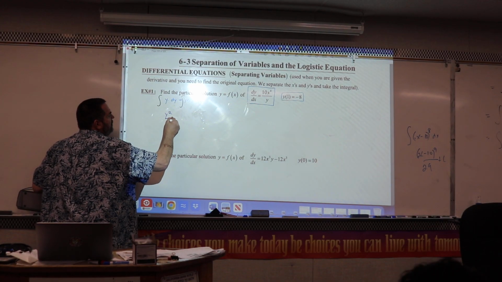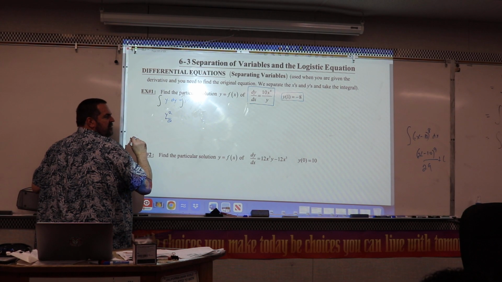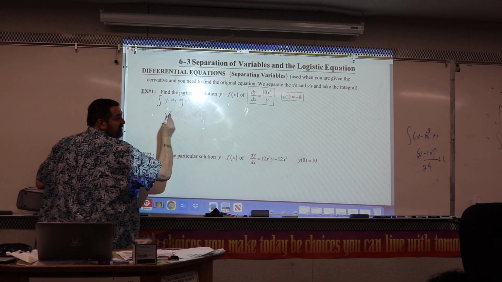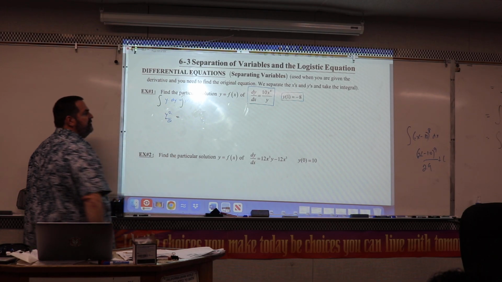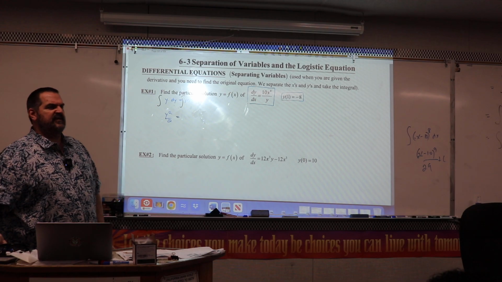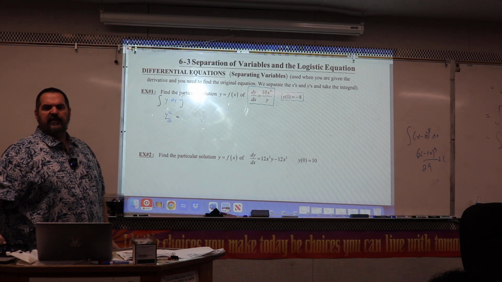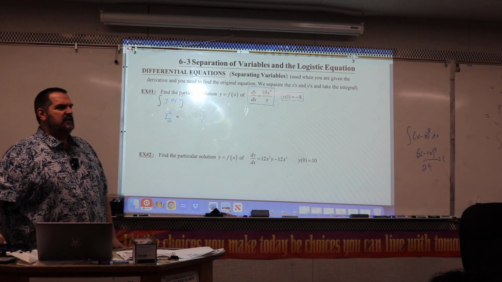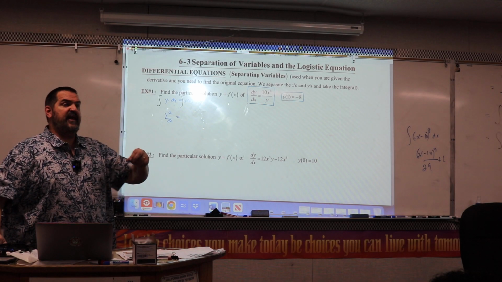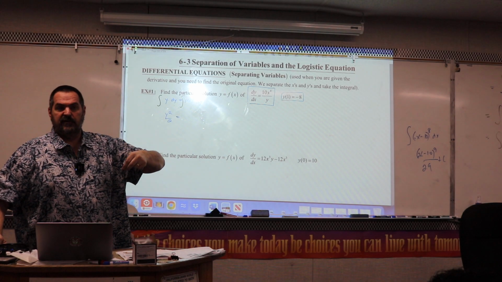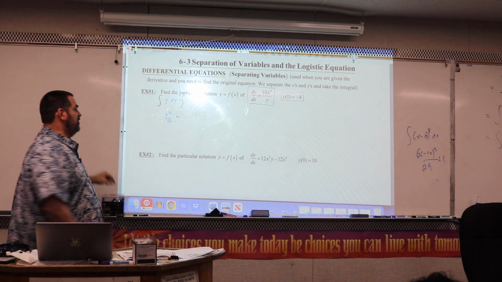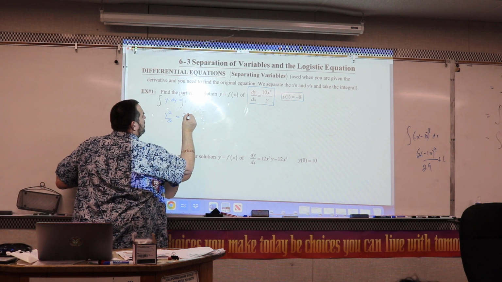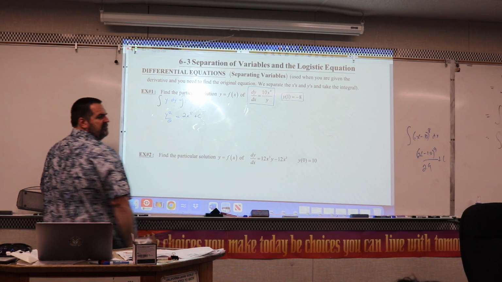y squared over 2. Now what do we normally write? Plus c. Don't. Well, we'll talk about that. Equals. What's the integral of 10x to the 4th? 2x to the 5th, all right? It's 10x to the 5th over 5, but the 5 and 10 make a 2. So everyone agree, 2x to the 5th. This time we do write the plus c.